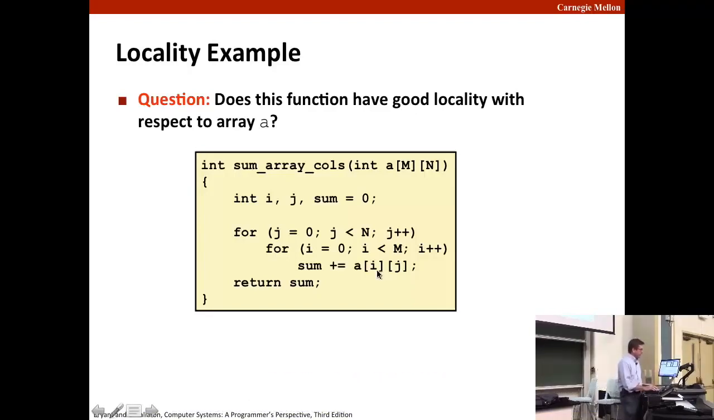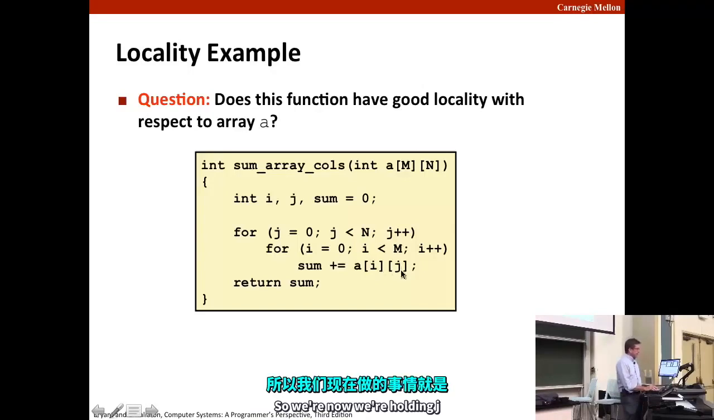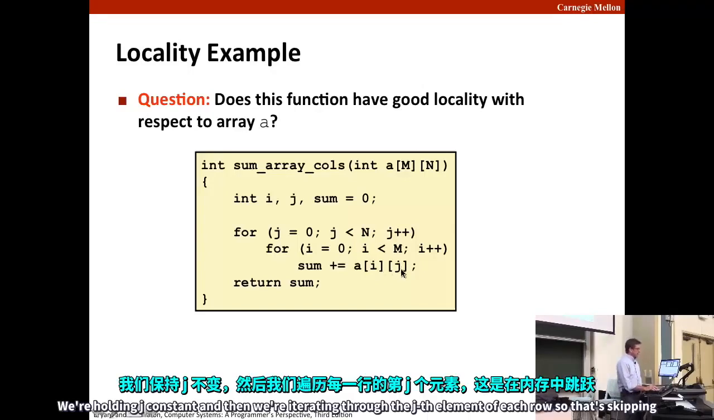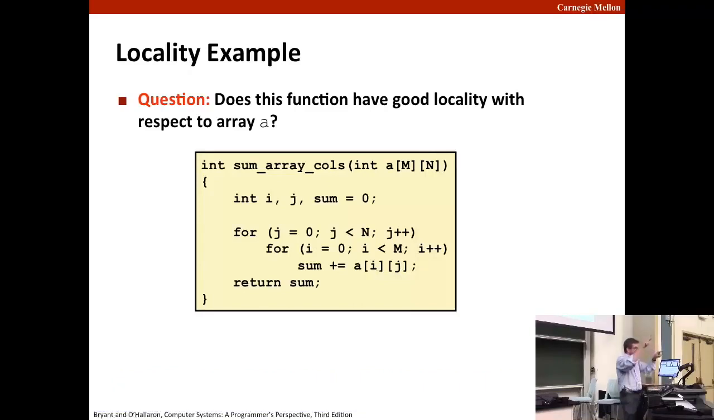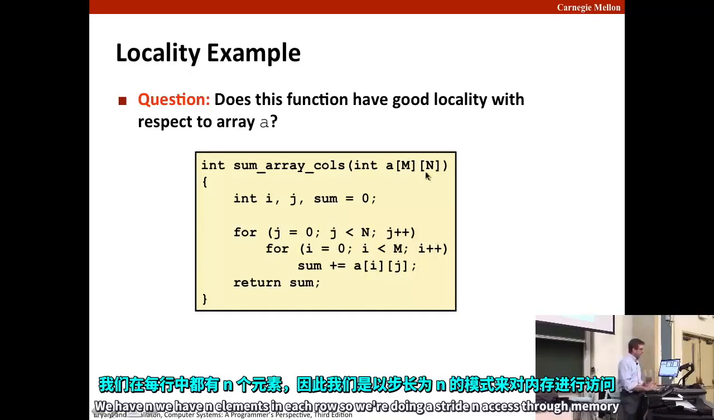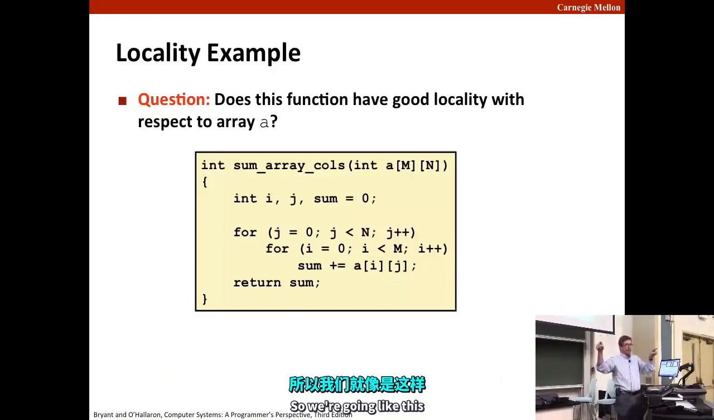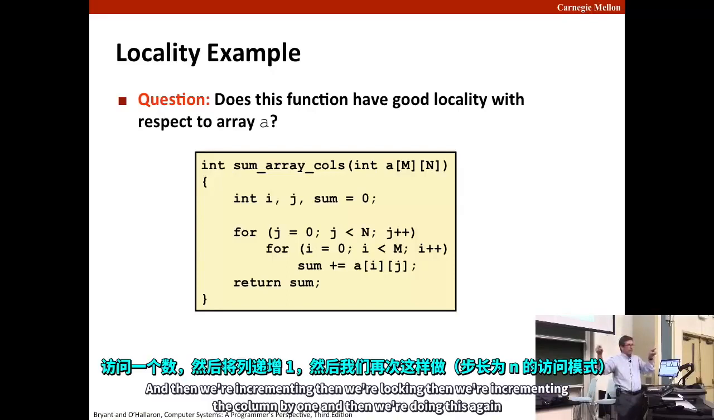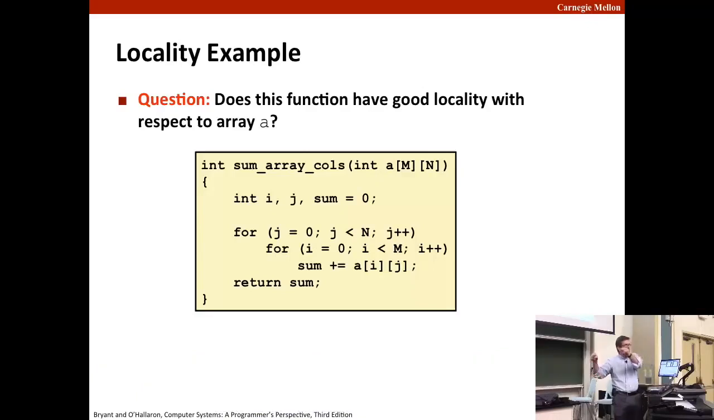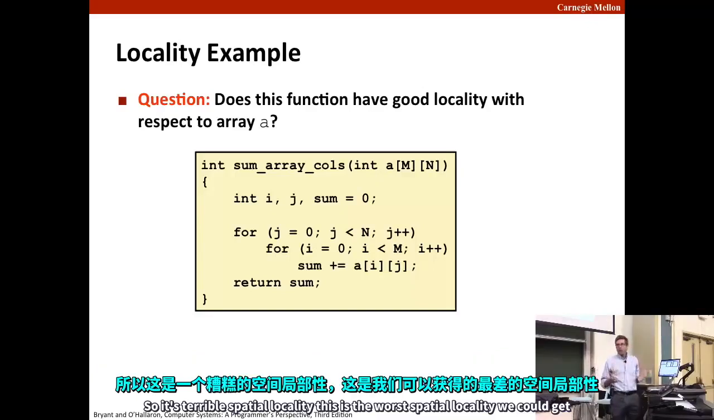Because look, now we're holding j constant, and then we're iterating through the jth element of each row. So that's skipping. We have n elements in each row, so we're doing a stride n access through memory. Then we increment the column by 1, and then we do this again. So it's terrible spatial locality. This is the worst spatial locality we could get.